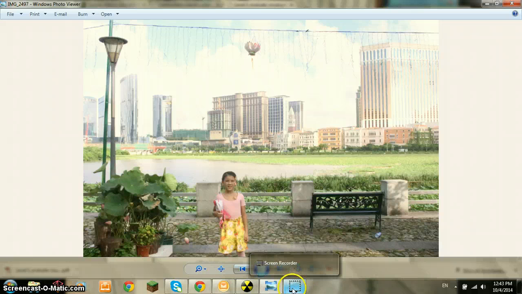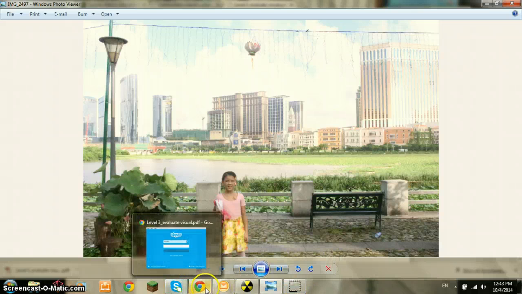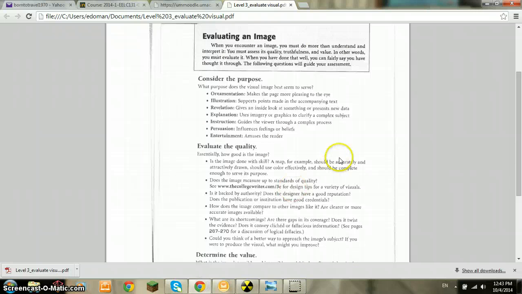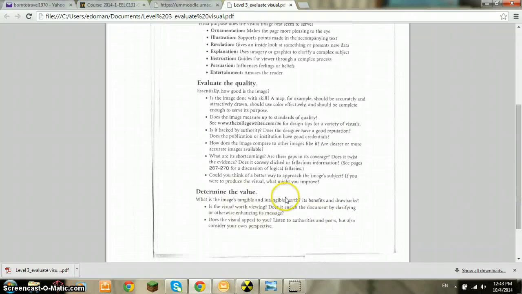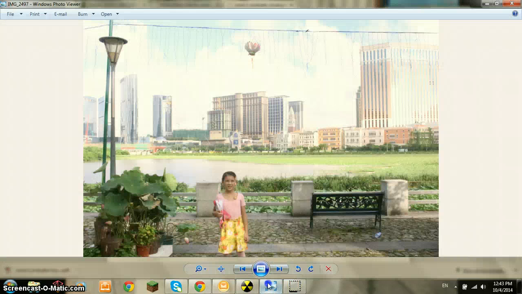Now let's go back again to the Word document and see if we've forgotten anything. How about the quality? Is the image done with skill? Does it measure up to standards? Do you like the image? That's the last thing that you need to respond to. So we can go back to this picture.